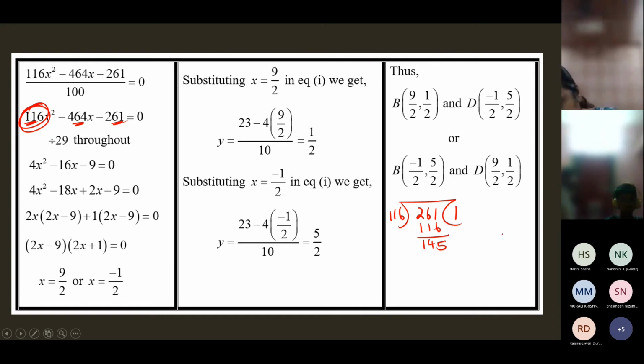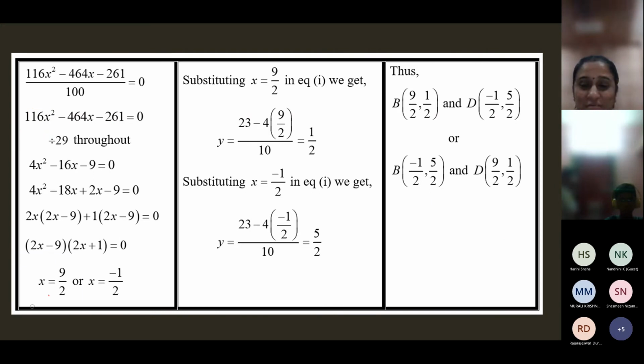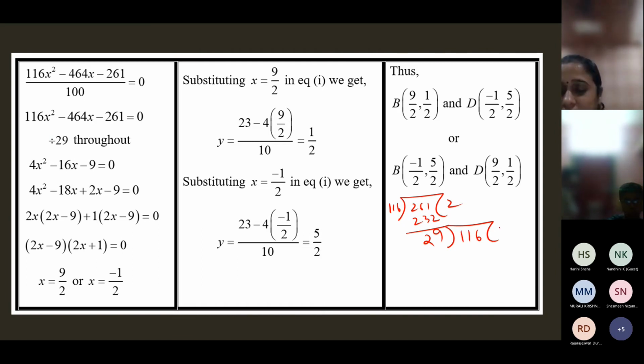Oh my God, my division is wrong. 116 and 261, 2 times is 232. When you subtract, 29. Is this correct, children? Bring that 116 down. 29 into 116, 4 times, 4 nines are 36. Yes, 4 times, 116, remainder 0. So 29 is the HCF of the three numbers.